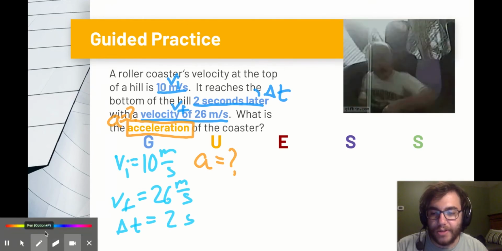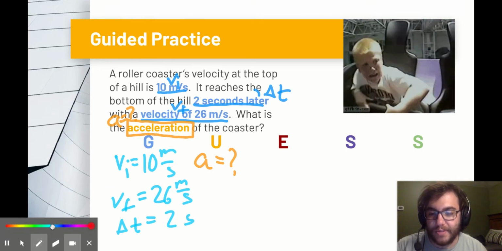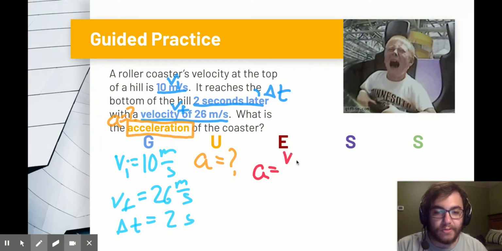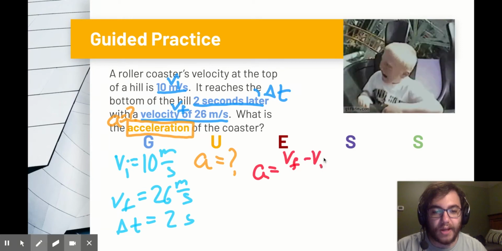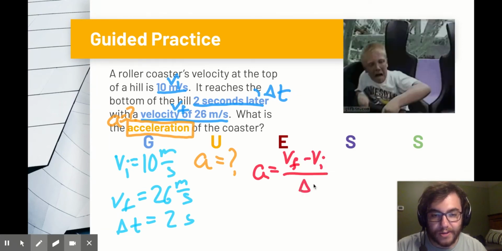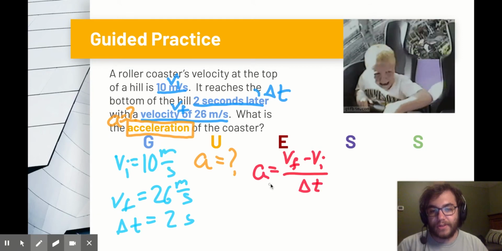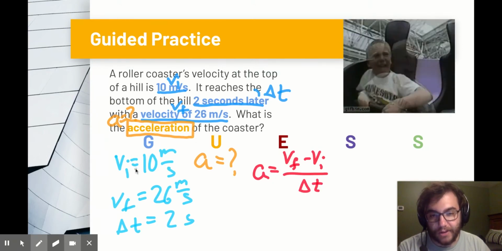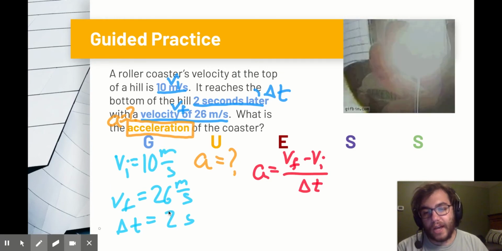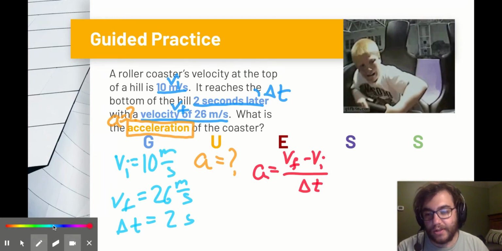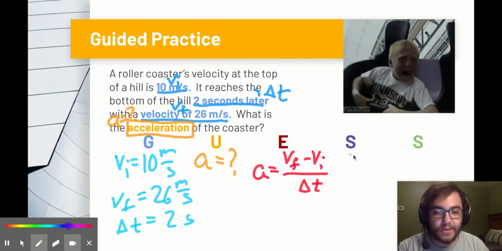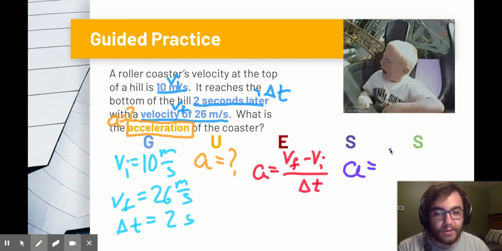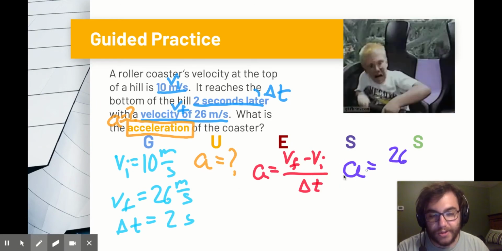Now, the only equation we know for acceleration up to this point has been A is equal to VF minus VI divided by delta T. And now all we got to do is look at our formula and compare it to our given values. So VI goes over here. I'll change the color. Let's do purple just because. VF will go here. We know A is unknown, so we just leave it as A.